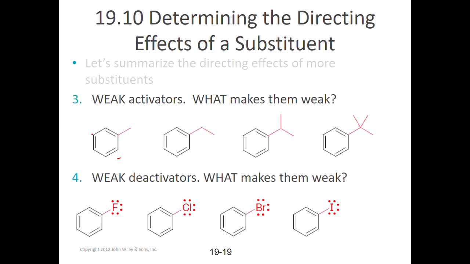We said and saw how the methyl group weakly activates the ring, or speeds up the reaction, due to its ability to share electrons through hyperconjugation and induction.